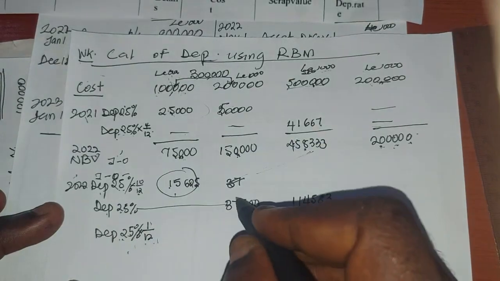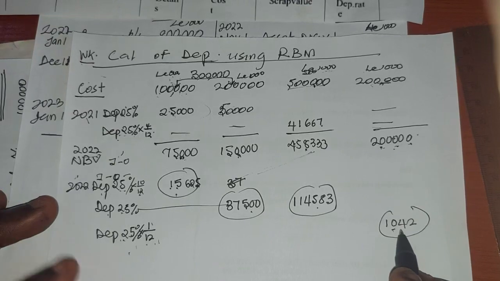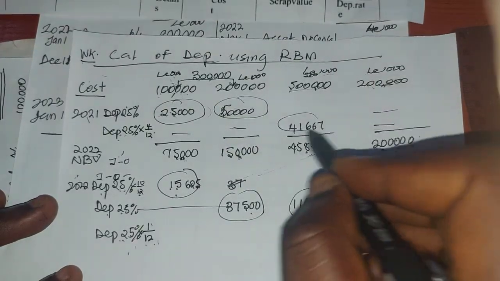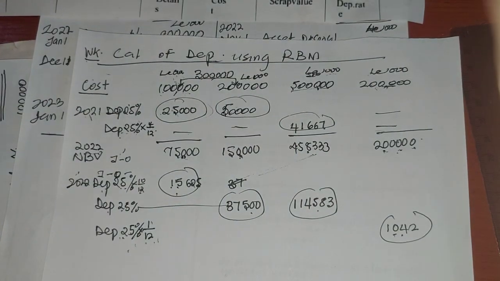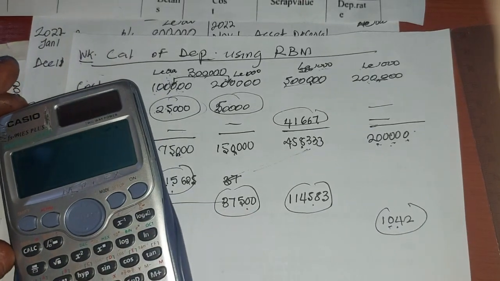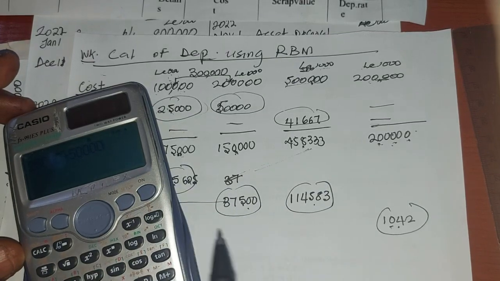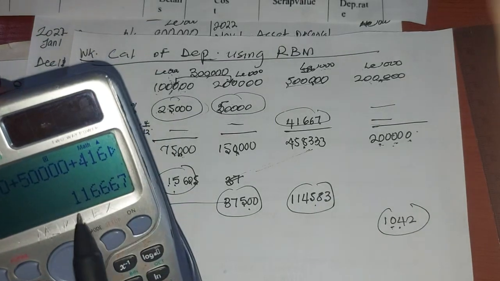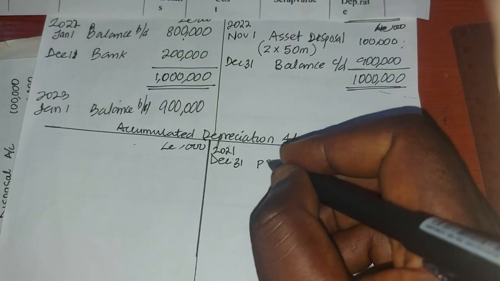So this is what we need. We now add this depreciation. We add this plus this plus this for the year. So let us add these three together. When you add, we have 25,000 plus 50,000 plus 41,667, and that is 116,667. And that goes to P and L.